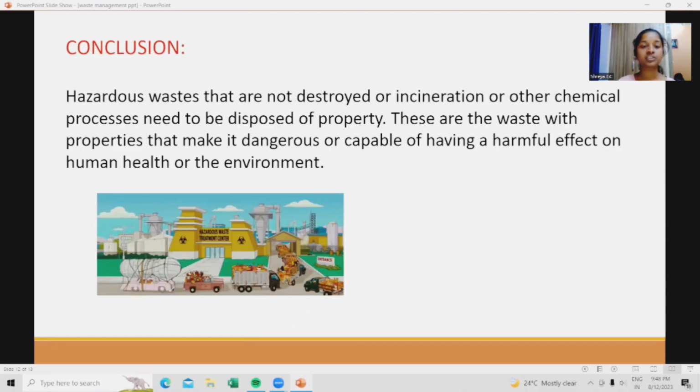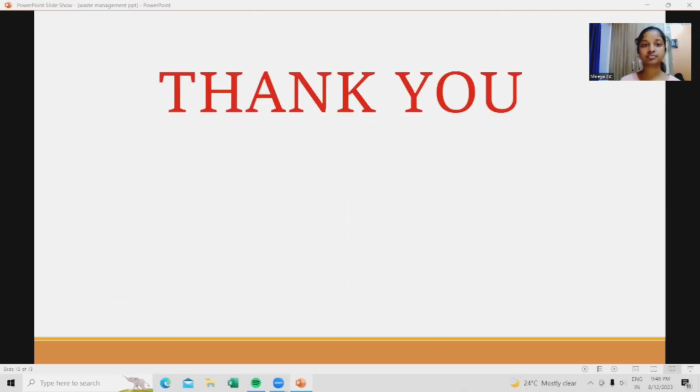Conclusion: hazardous waste that is not destroyed by incineration or other chemical processes needs to be disposed of properly. These are wastes with properties that make them dangerous or capable of having a harmful effect on human health or the environment. Thank you.